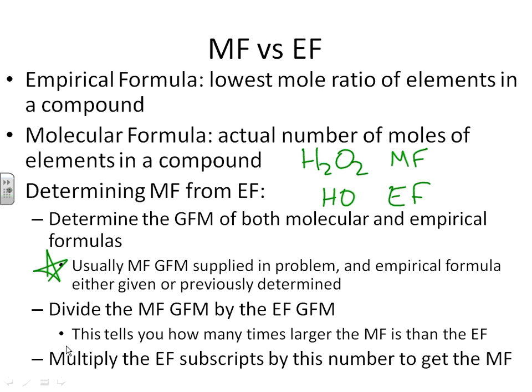Once you've done that, you need to divide the molecular formula gram formula mass by the empirical formula gram formula mass. Divide the two GFMs. What this information is telling you is how many times larger the molecular is than the empirical. So it's molecular divided by empirical. It's telling you the ratio. It'll tell you if the molecular formula is twice as big, 3 times as big, or maybe just the same size. Once you've figured out that ratio, then you need to apply that ratio to the subscripts of the empirical formula to make it that many times larger. And then once you've done that, that will be your molecular formula.